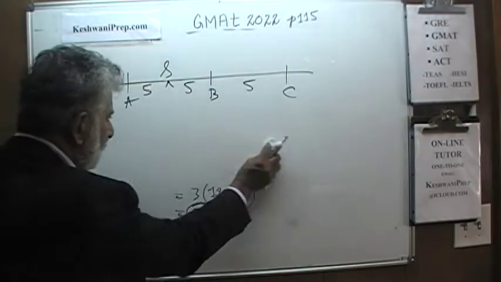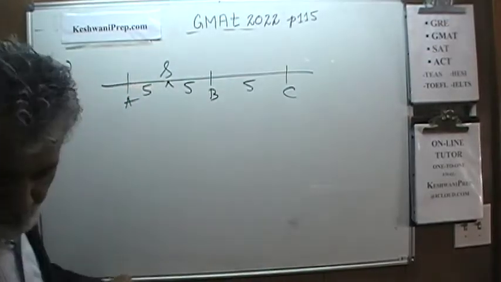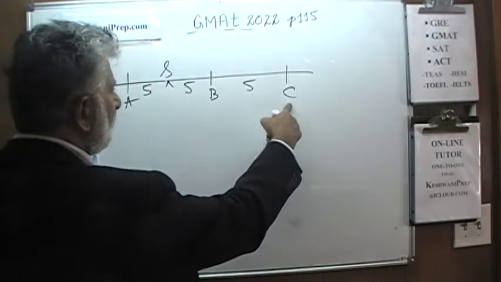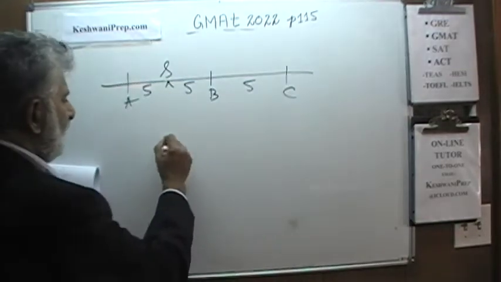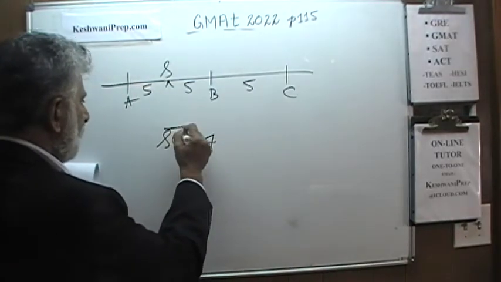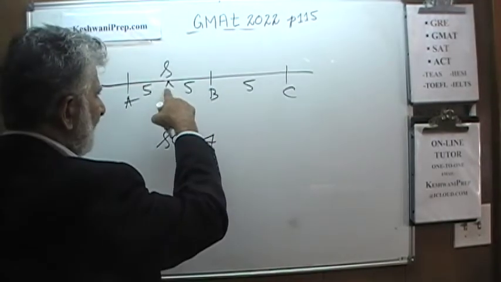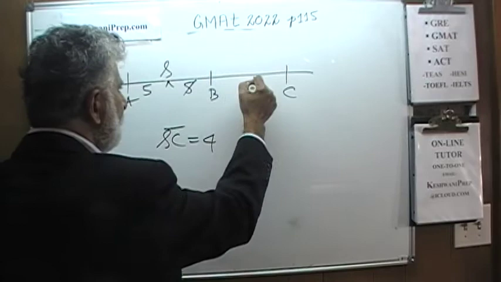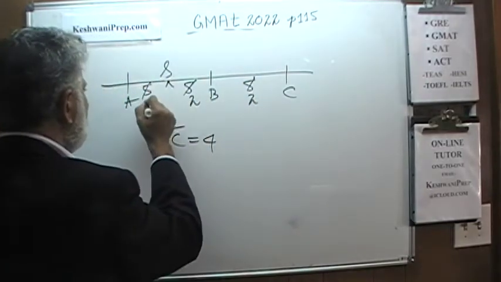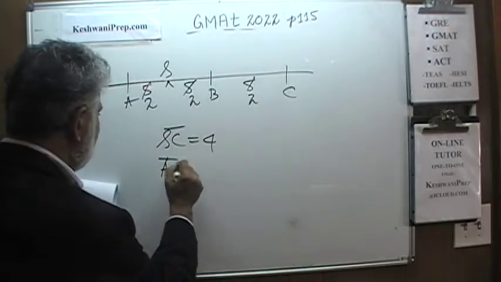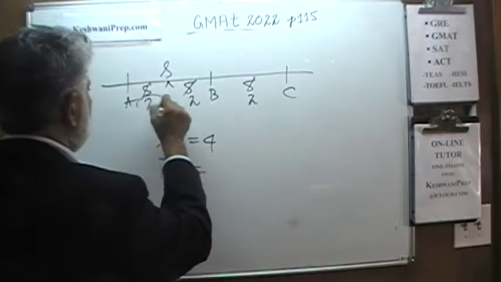We don't need it anymore. Let's read the juicy bit, the punchline. We are told that S is 4 miles away from C. So if S to C is 4, then we were wrong. It's not 5 and 5. We need to change these numbers to 2. And now the question simply is, how much is A to C? Well, A to C would be 6, 2, 2, and 2.